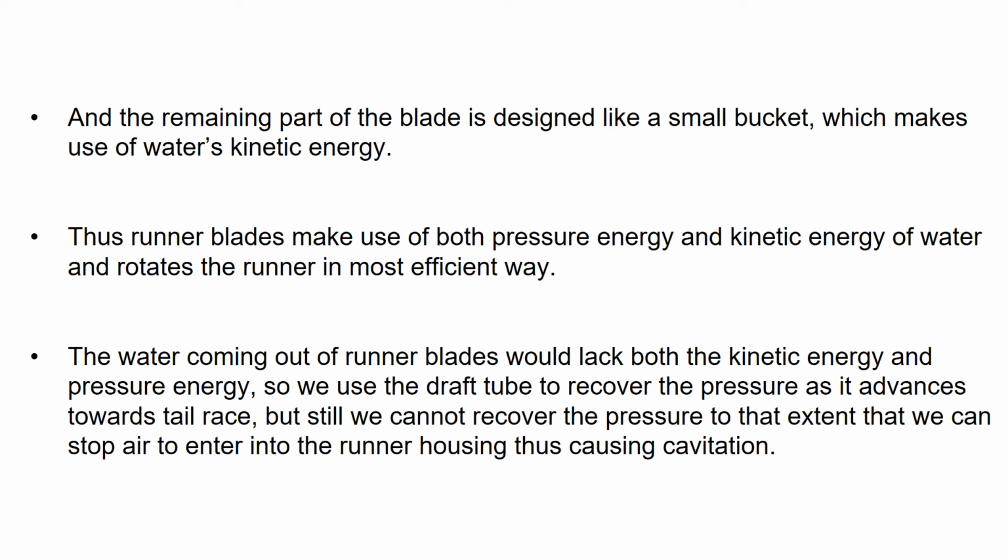And the water coming out of the runner blades would lack kinetic energy and pressure energy. So in order to overcome this, we put a draft tube to recover its pressure before it reaches the tail race. We still need to recover the pressure to the extent that we can stop air from entering the runner housing, thus causing cavitation. So cavitation is another big problem in these turbines.